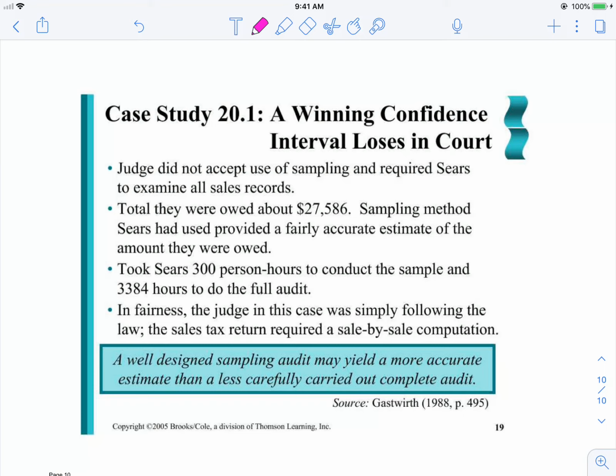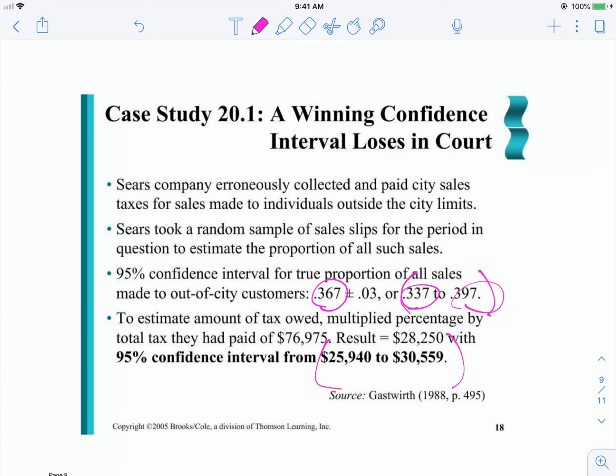Now, the problem was that the judge did not accept the use of sampling and required that Sears go back and examine every single sales record. So, because this was the court saying they had to do this, they went back and they calculated $27,586 is what they owed in sales tax. Look at that value in comparison to the confidence interval that they calculated. Pretty much exactly in the middle, $27,000 between those values that they found. Okay, in fact, they were going to pay a little bit more.